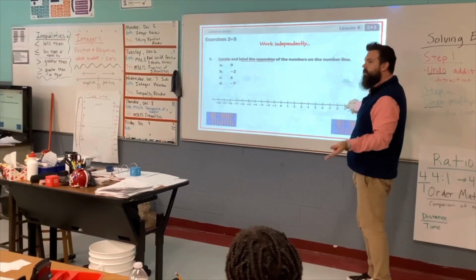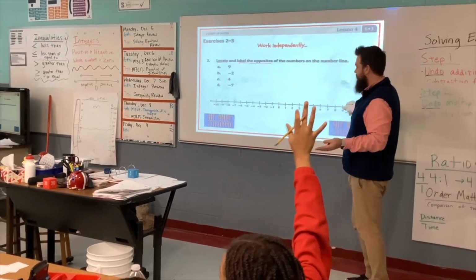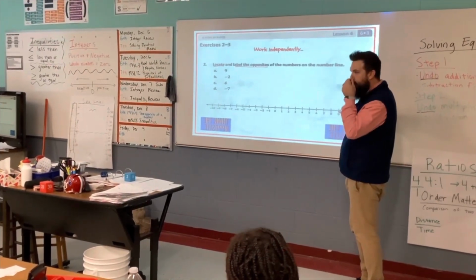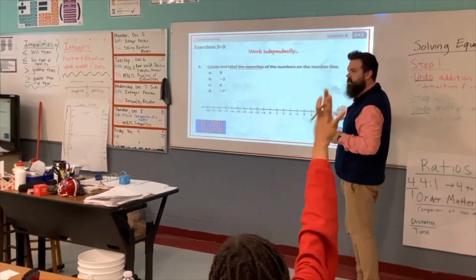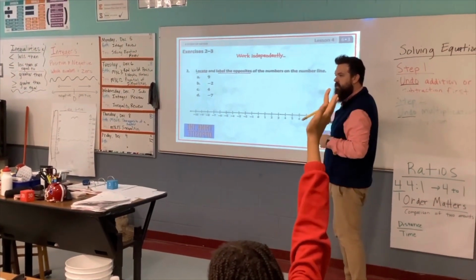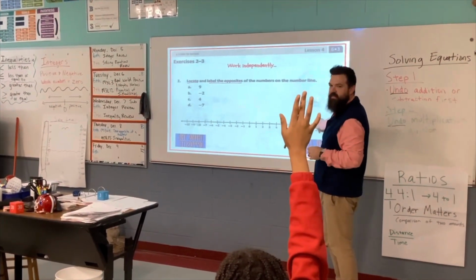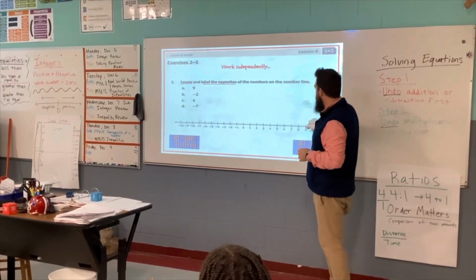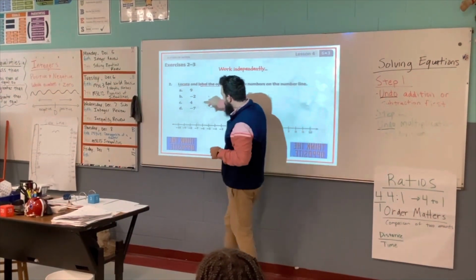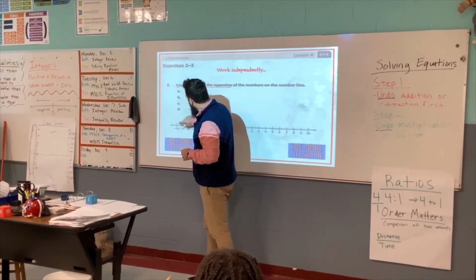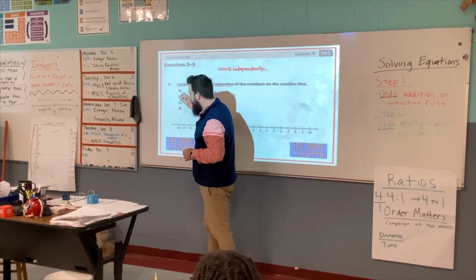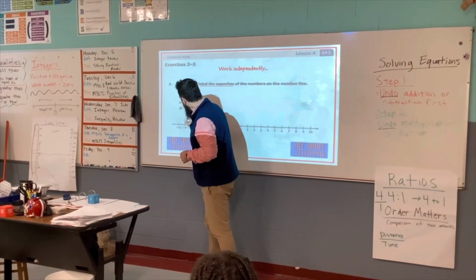Now, what would the opposite be? Ruby? Alana, help her out. It would be -9. So, I'm going to go all the way to -9, and I'm going to label it with my letter A.